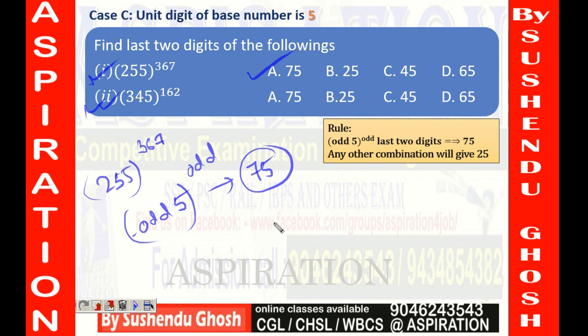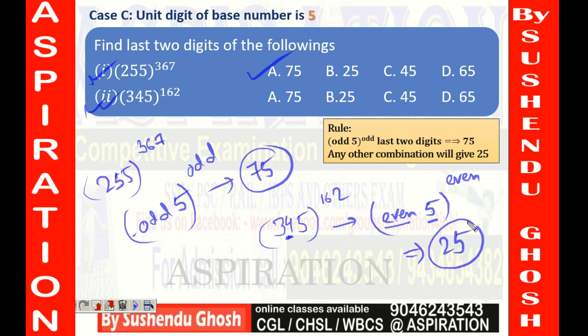Then the second question, 345 to the power 162 means we have an even number in the tens place, then 5, and the power is also even. It will always give you 25 as the last two digits. So option B will be the correct answer.